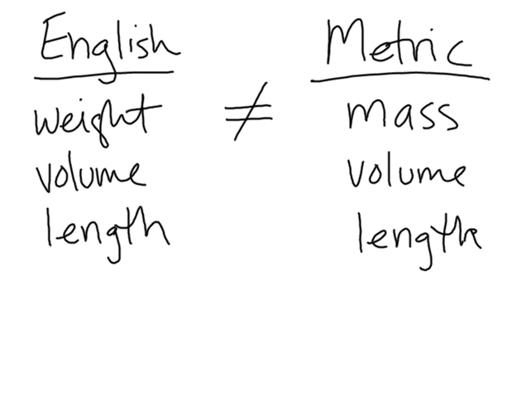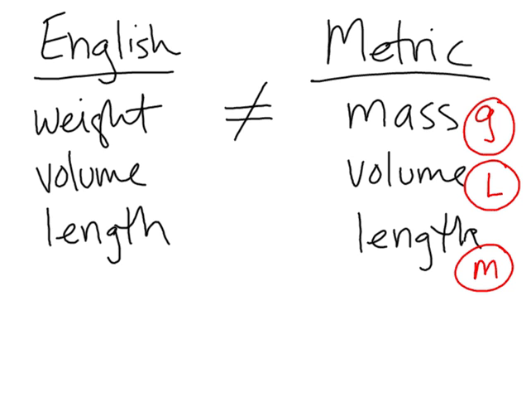Now, what we need to realize is what are the differences in the units. So with mass, gram is our base unit, which is indicated with a lowercase g. Volume base unit is liter. It's indicated with a capital L. And then length is meter, which is a lowercase m.